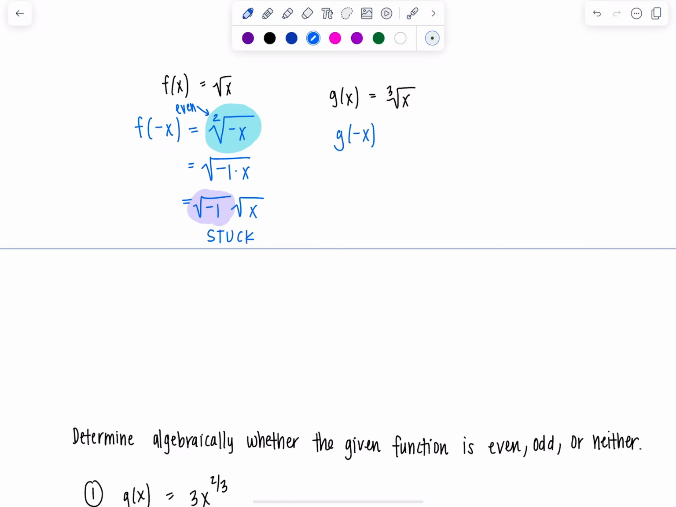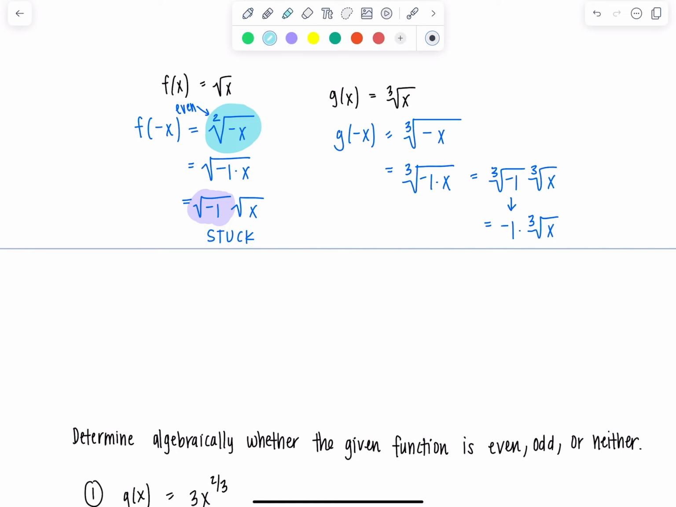So g of negative x is going to be the cube root of negative x, like that. And then same process, you break up the negative 1 and the x. So I can write this as cube root of negative 1 times cube root of x. And cube root of negative 1, that does simplify to negative 1 times the cube root of x. And look at what we have. So g of x originally was cube root of x. That's right here. I have negative 1 times the cube root of x, so this is negative g of x. And I just showed that g of negative x is equal to negative g of x. So this is an odd function.